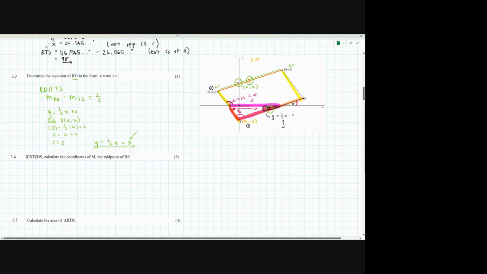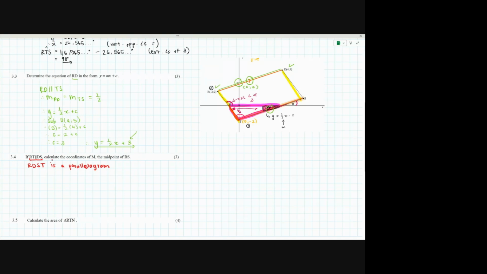Now we've got two pairs of opposite sides parallel, and so that means that RDST is a parallelogram. Sorry, I panicked. I forgot how to spell parallelogram there. So that bit of information is helping me. It's telling me it's a parallelogram, and so that means I can now use properties of a parallelogram.